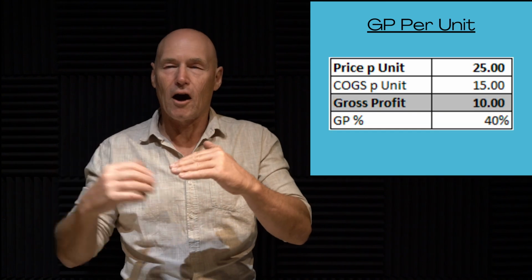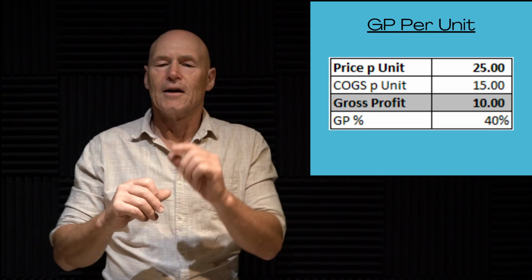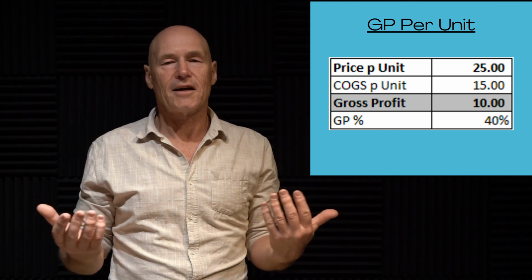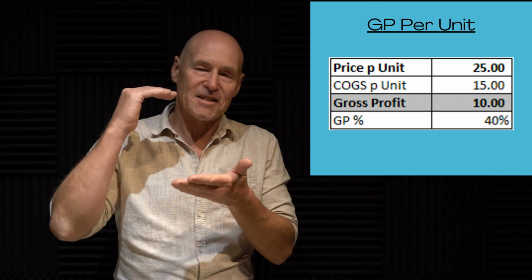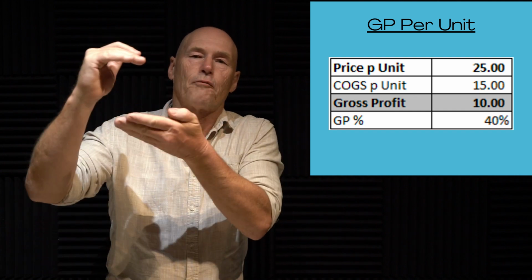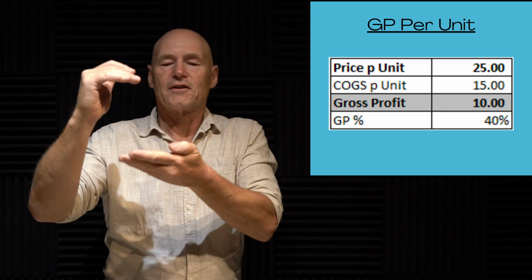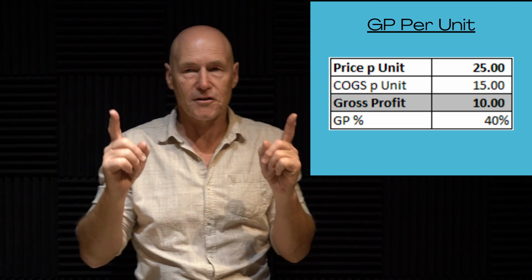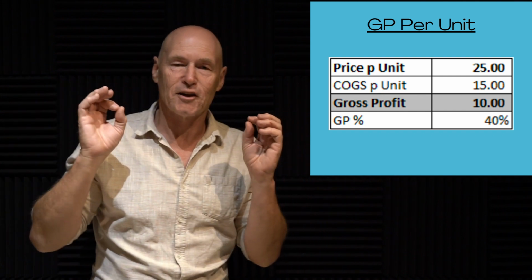Now, obviously, we're going to get overheads as well. I'll come to that in a second. Selling it for $25, it cost you $15. So obviously, you're making a profit of $10. So you take that $10 and divide it over your sale price of $25. That means you get a 40% gross profit ratio. Now, keep that ratio in mind, because I think that is pretty important.